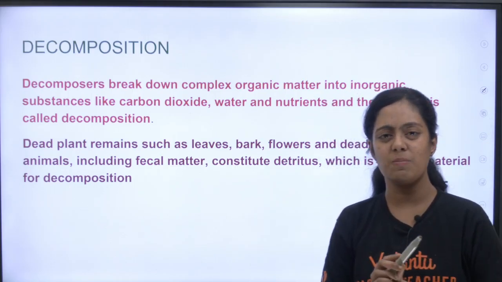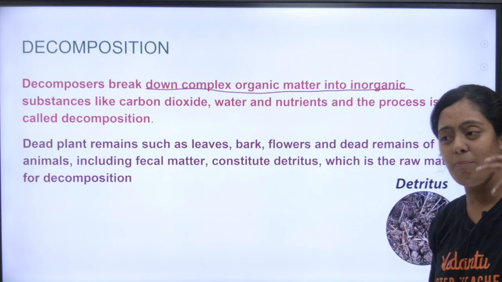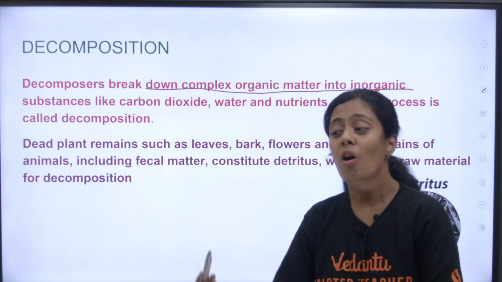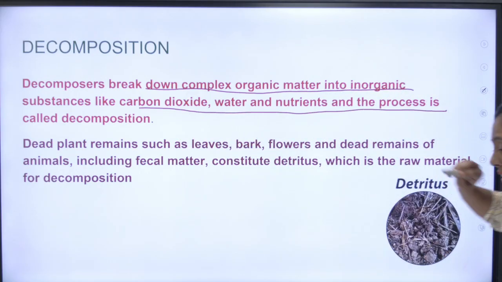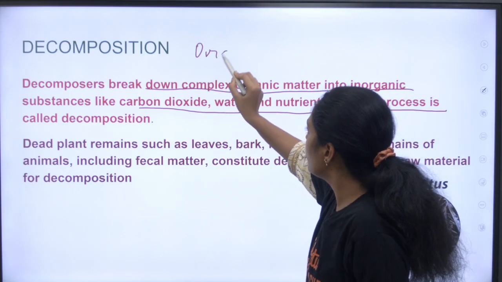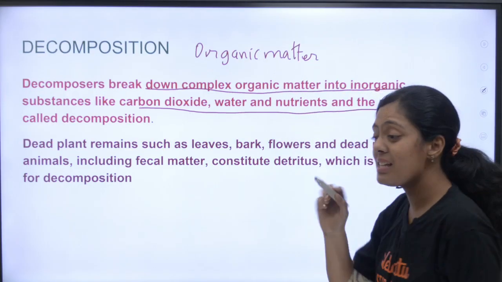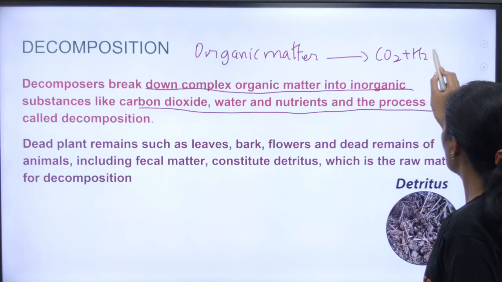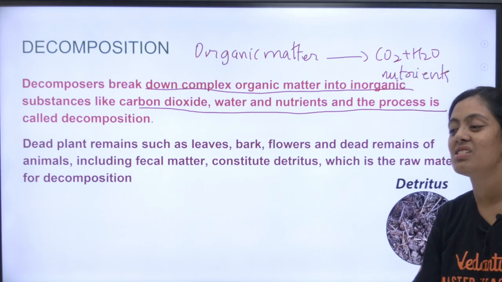What is decomposition, pasangla? It's very easy. It is the breakdown of complex organic matter into inorganic substances. Okay, so what are those inorganic substances? Carbon dioxide, water, nutrients, and this process is called decomposition. Okay, so what happens here, pasangla? The organic matter of the dead plants and animals will be broken down into carbon dioxide, water, and nutrients. Okay, this process is called decomposition.